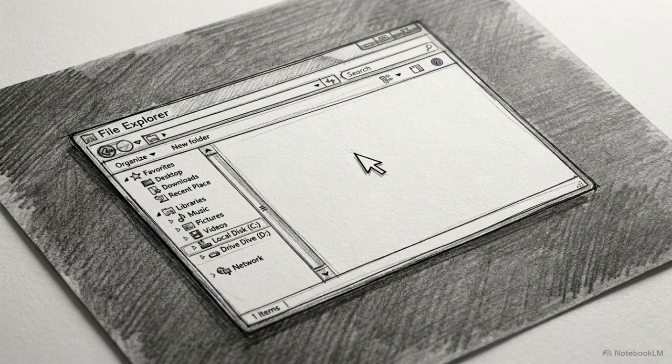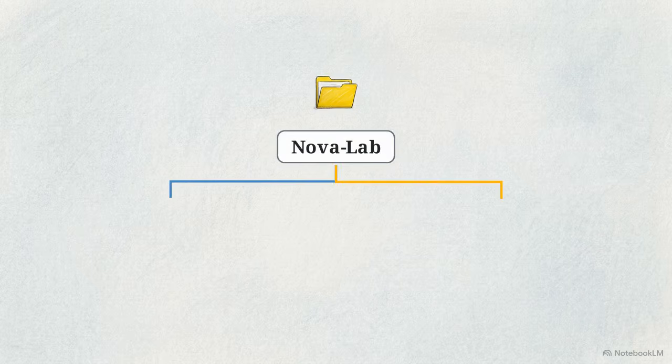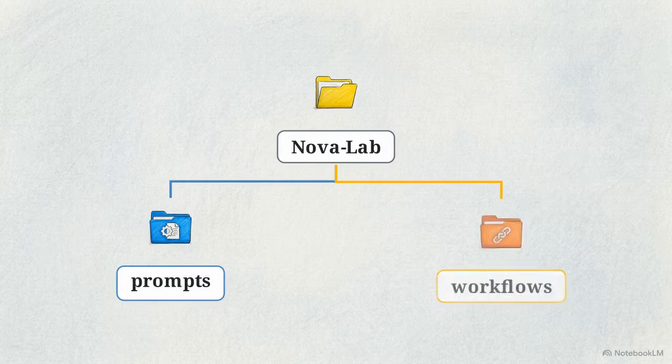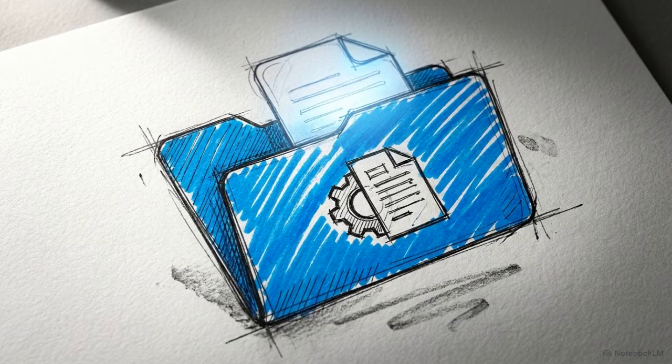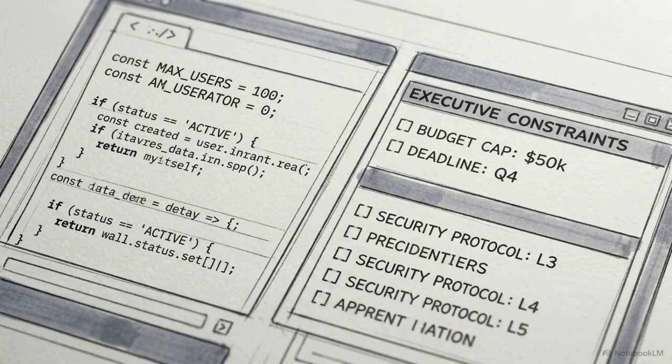Open your local file explorer. Inside your main Novolab folder, create 2 new directories, one named prompts and one named workflows. The prompts folder will hold your system instructions. The director model requires a prompt that encourages creative freedom for drafting ideas, while the executive model requires strict action constraints, so it executes exactly what it is told.